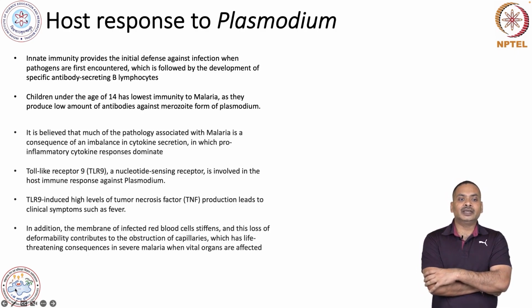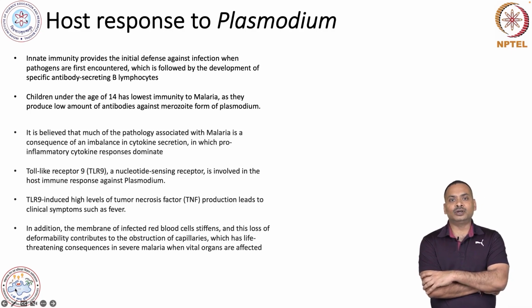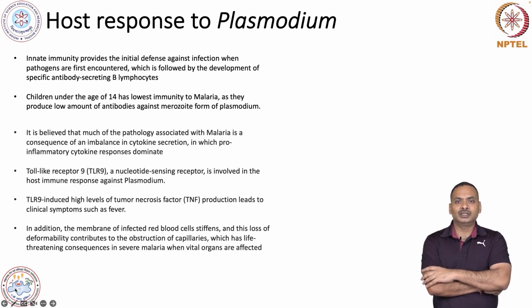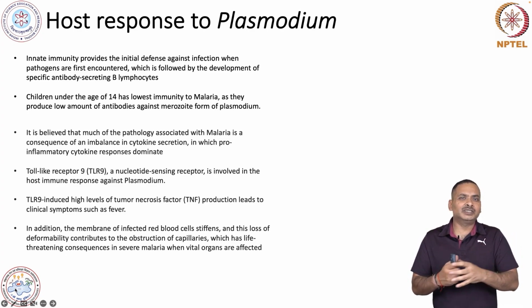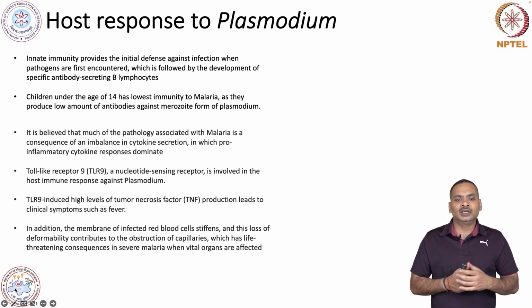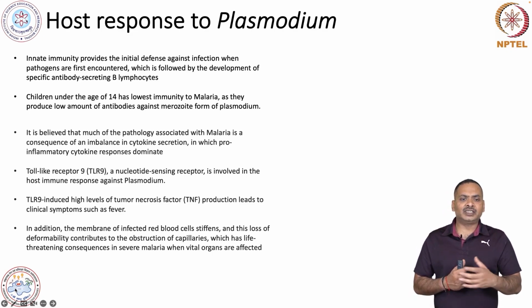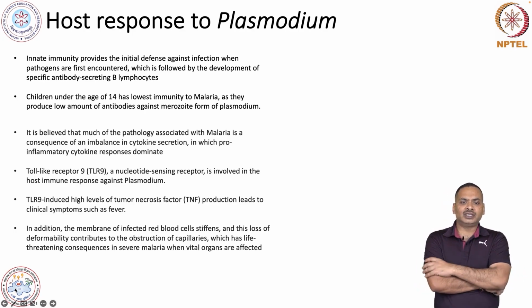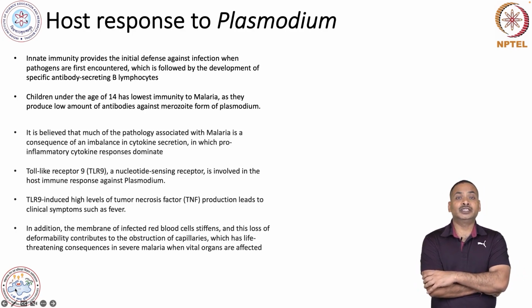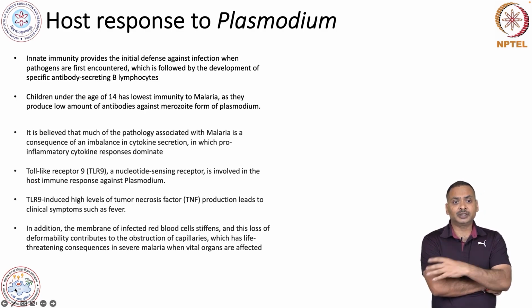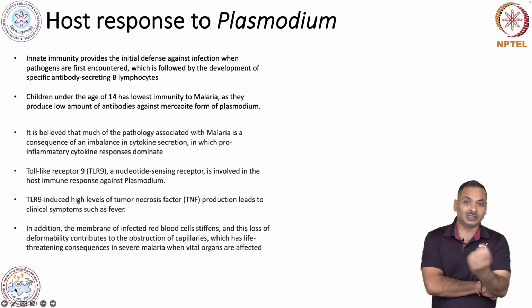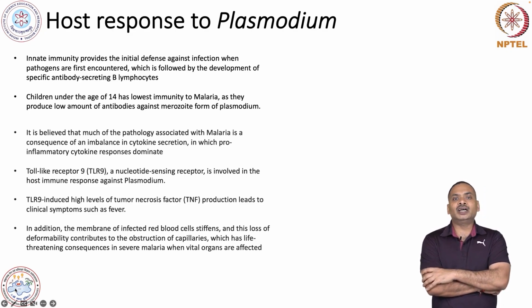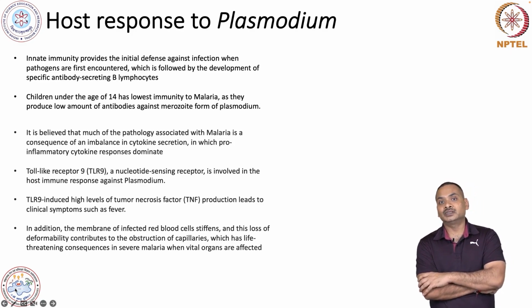In addition, the membrane of the infected RBC: once the parasite infects the RBC, this RBC turns very sticky. The infected RBC stiffens and loses its deformability, which contributes to the obstruction of blood capillaries, and has life-threatening consequences in severe malaria when vital organs are affected.